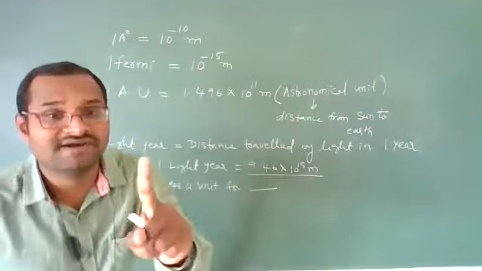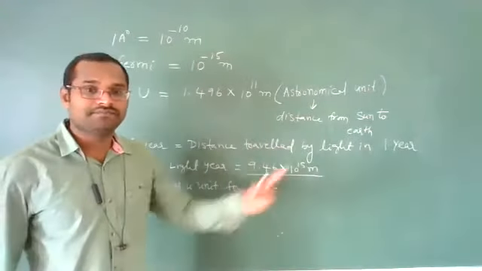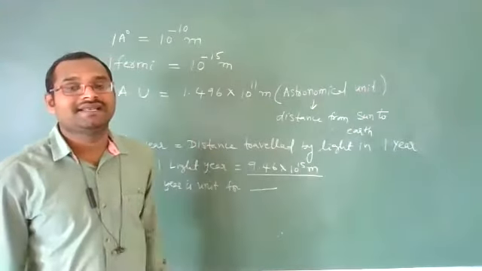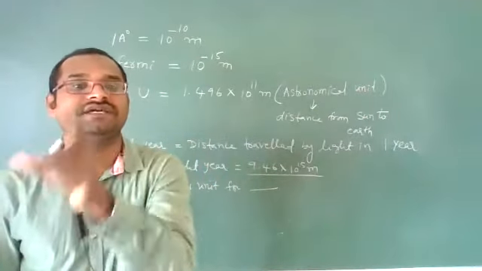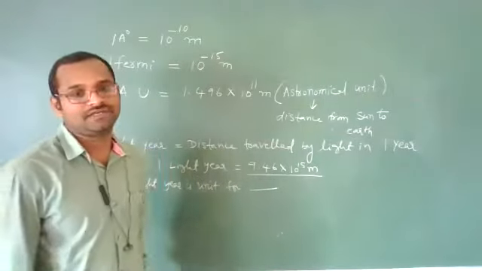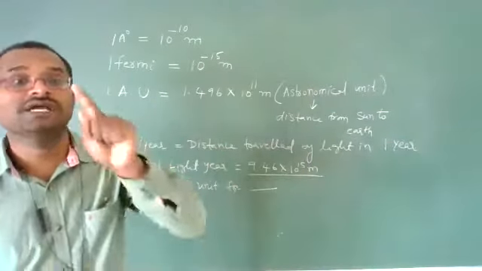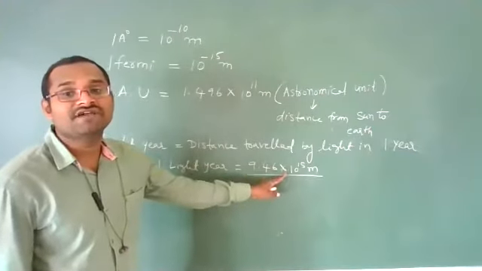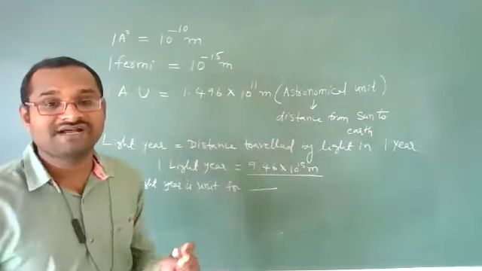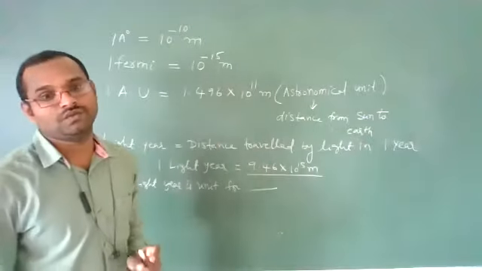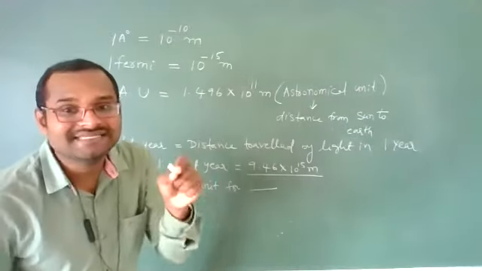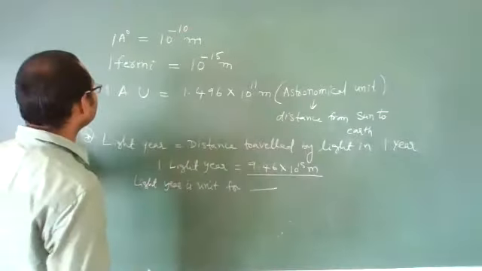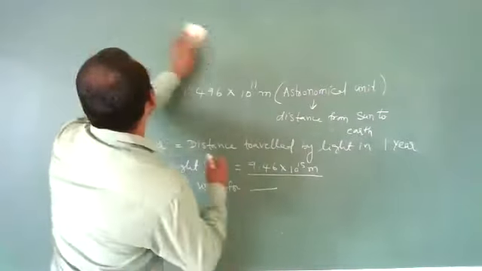One more question they have asked for board exams, a 1 mark question. Light year is the unit for which physical quantity? Length. And they have also asked the value of light year: 9.46 into 10 to the power of 15 meters. They have also asked what is light year: the distance traveled by light in 1 year. Okay? Next, another unit is parsec.